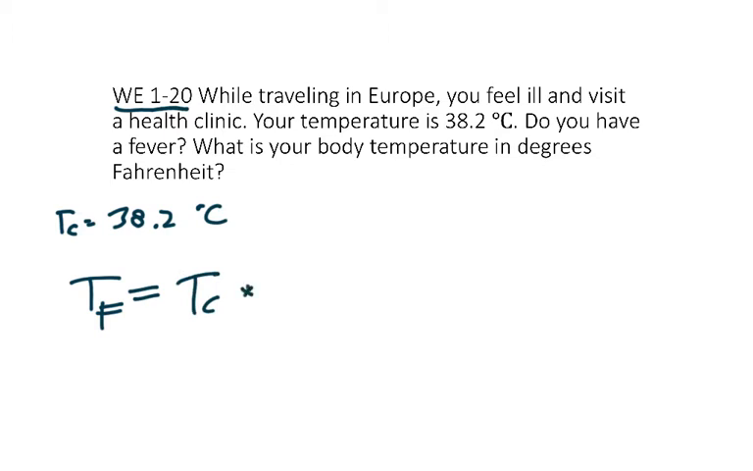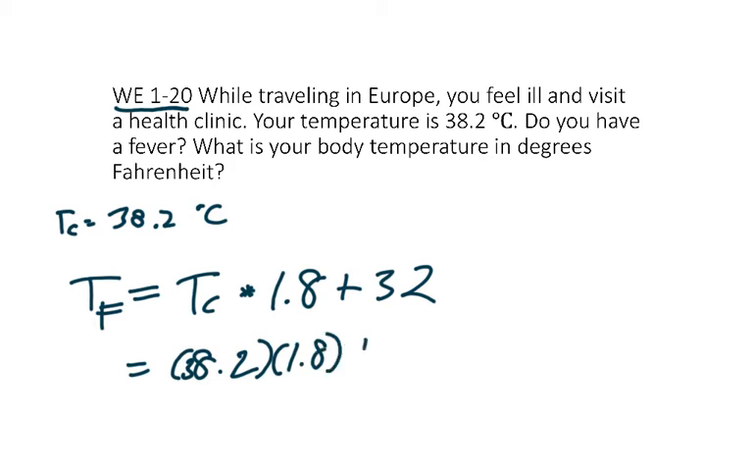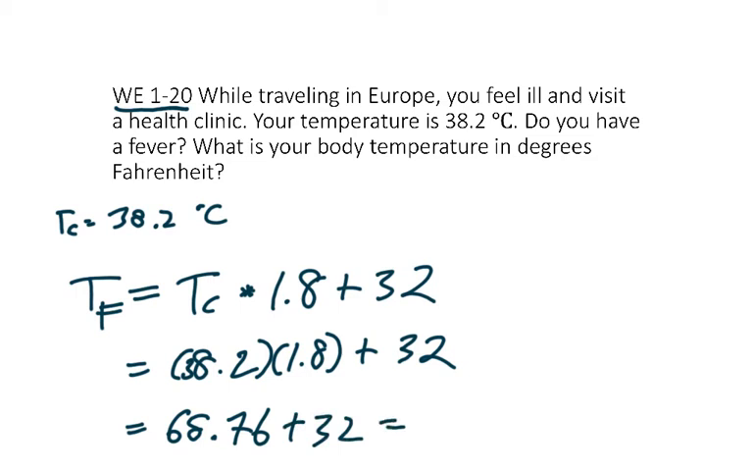TC times 1.8 plus 32. And we get 68.76 plus 32 is 100.76.